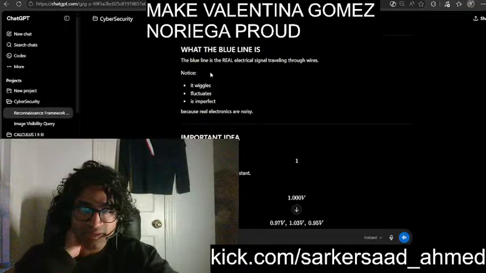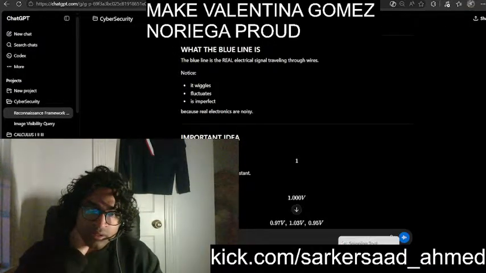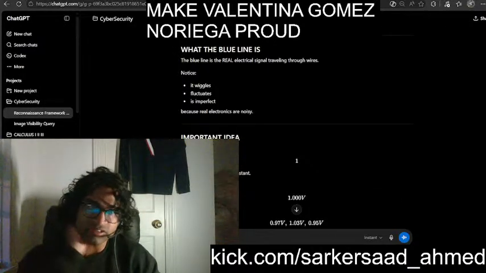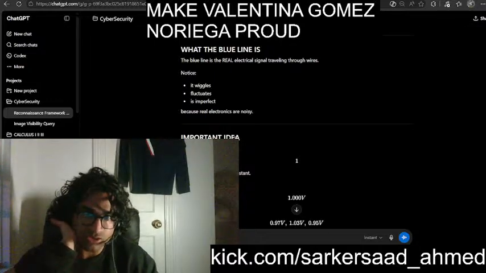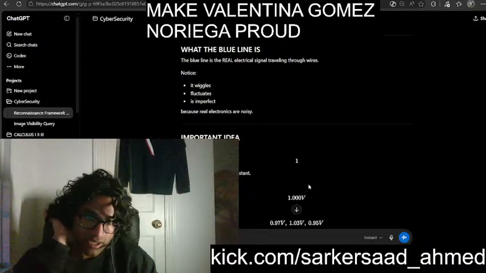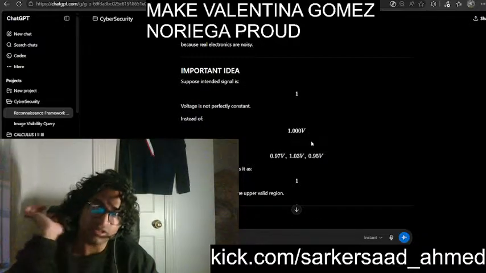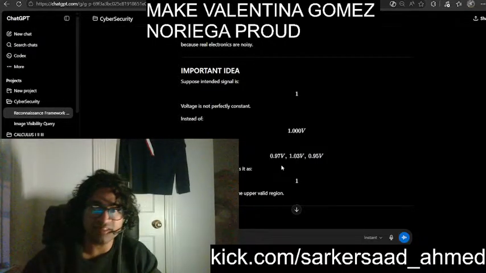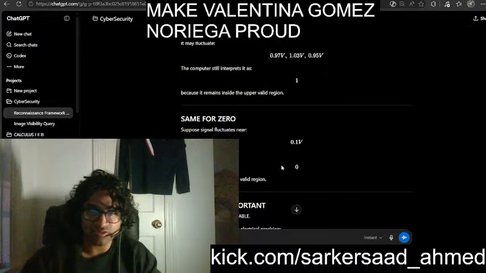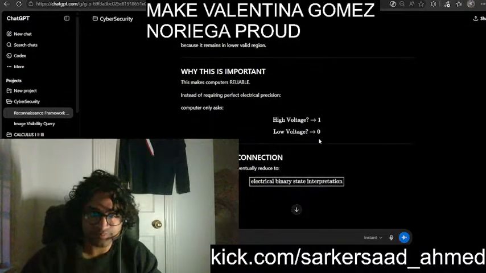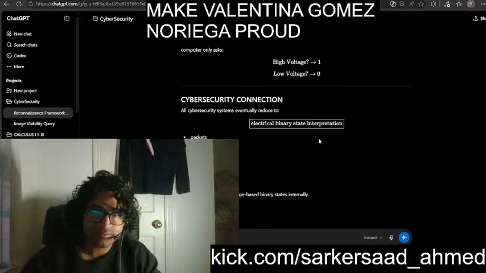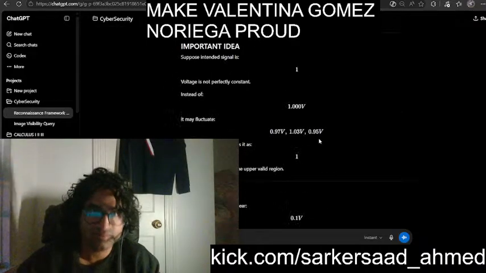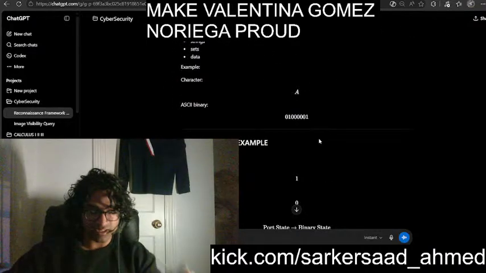The blue line is the real electrical signal traveling through the wire. Notice it wiggles, fluctuates, it's imperfect because real electronics are noisy. Suppose the intended signal is 1, the voltage is not perfectly constant. Instead of 1 volt, you will have 0.97 volt, 1.03 volt, 0.95 volt. But the computer will still interpret it as 1 because it remains inside the upper valid voltage. Same for 0. All right, makes sense. Finally, I understood.